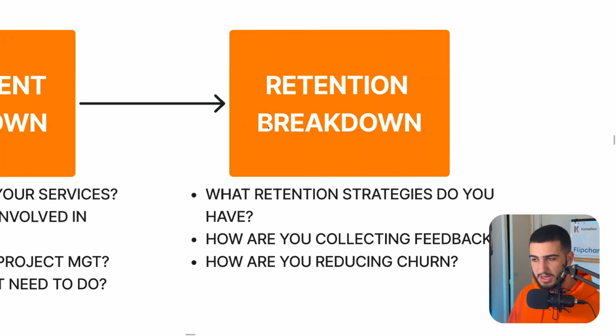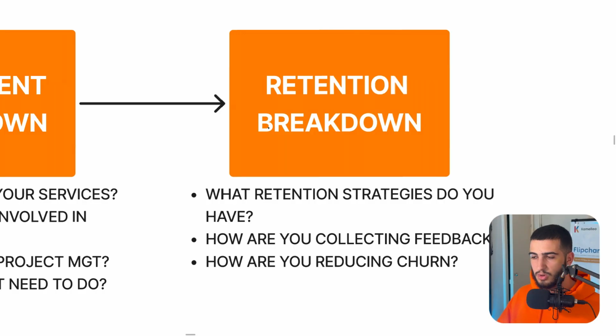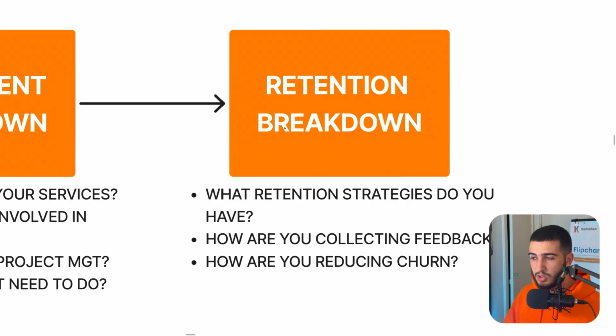And lastly, we have the retention side of things. This is basically what you're actually doing to keep your client within your retainer or within your ecosystem. So here you want to talk about different retention strategies you may have, how you can actually collect feedback from them, and what you're actually doing to reduce churn. It's a massive pain point for a lot of agencies. And even though you may think you have a bunch of different systems in place, I really recommend you take the time to write everything down so you have a clear understanding of everything that you are currently doing.